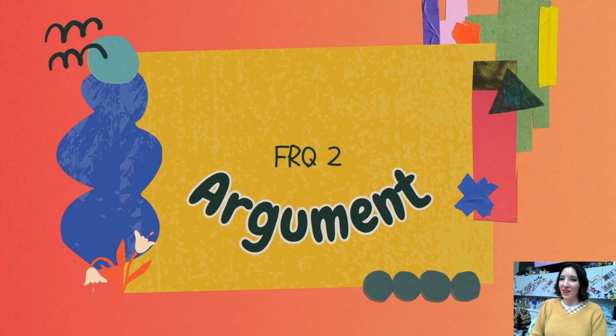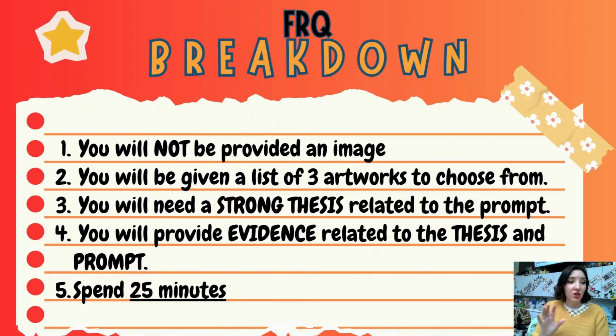So today we are looking at FRQ number 2, which is the argumentative FRQ for AP Art History. The argumentative FRQ can be really intimidating to people, but no need. It's actually a little bit easier than we think. The big thing that scares people is that for FRQ number 2, you are not provided an image. So you gotta use your noggin to try to remember what the artworks look like. However, you will always be given a choice of 3 artworks.